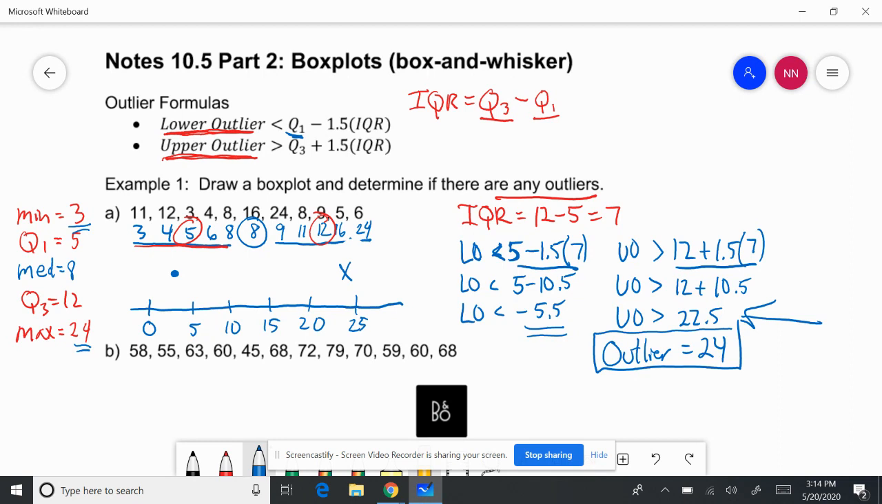What I'm going to do is use my next highest point, which is 16. So I'm going to put a dot at 16. Then I'm going to put lines at 5 for my Q1, 8 at my median, and 12 at my Q3. And that right there is my box plot or my box and whisker.